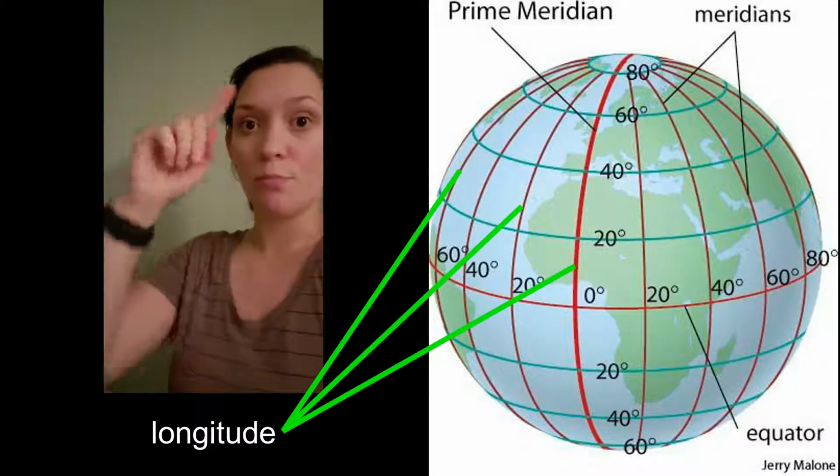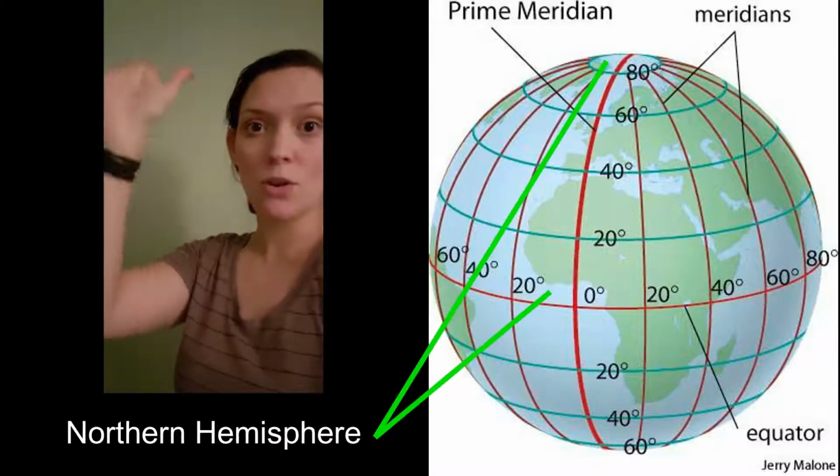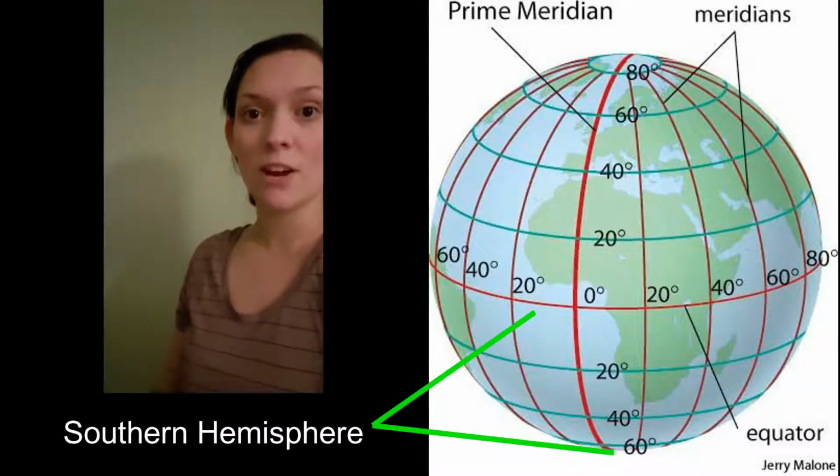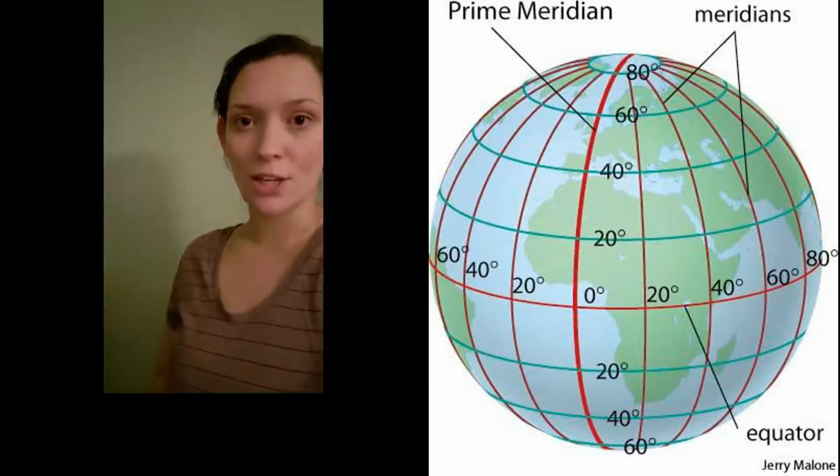What are some markings on the globe? Latitude, longitude, prime meridian, degrees, northern hemisphere, southern hemisphere. These are some markings on the globe.